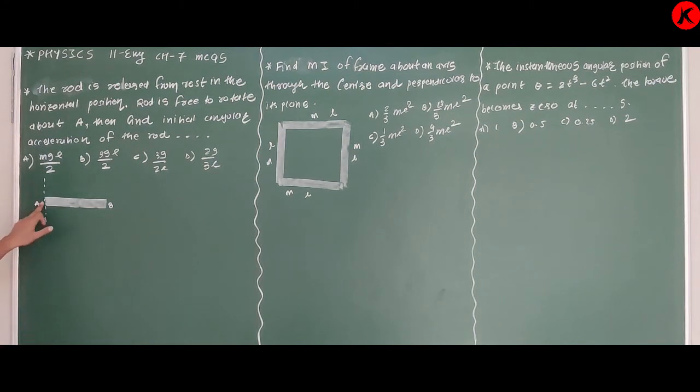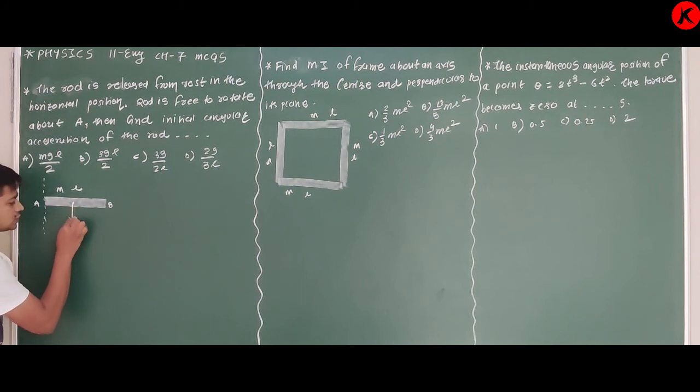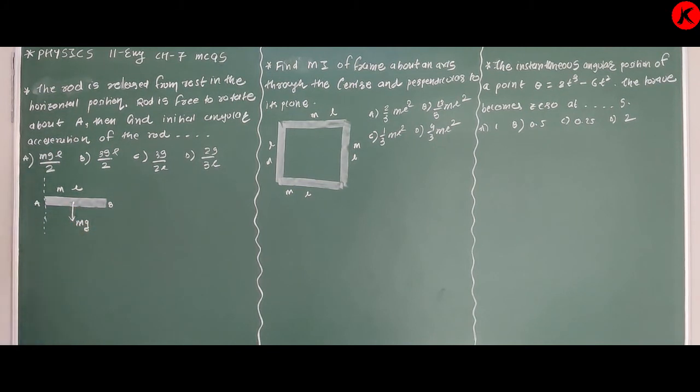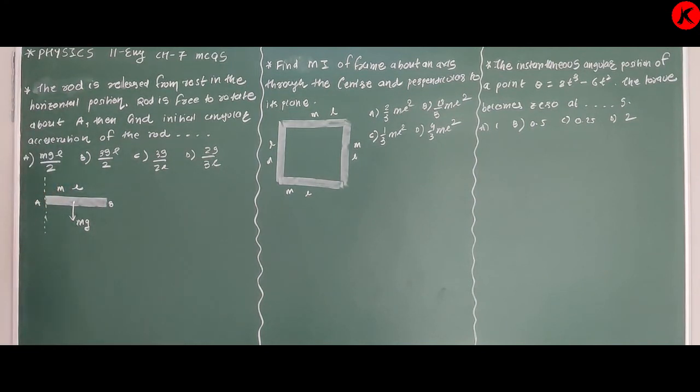See, this rod is about to rotate about this point A. Now it is in horizontal position. If it is in horizontal position, which forces are acting on it? Its mass is M, its length is L. At its center of gravity, in downward direction, the force acting is mg, that is its weight. Due to this weight, it falls down.